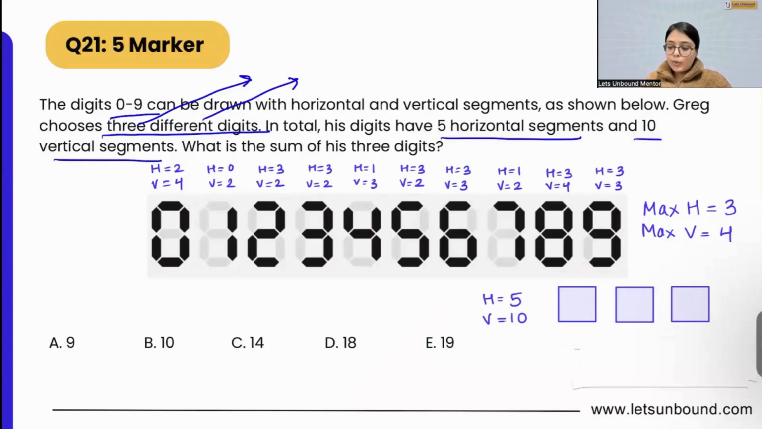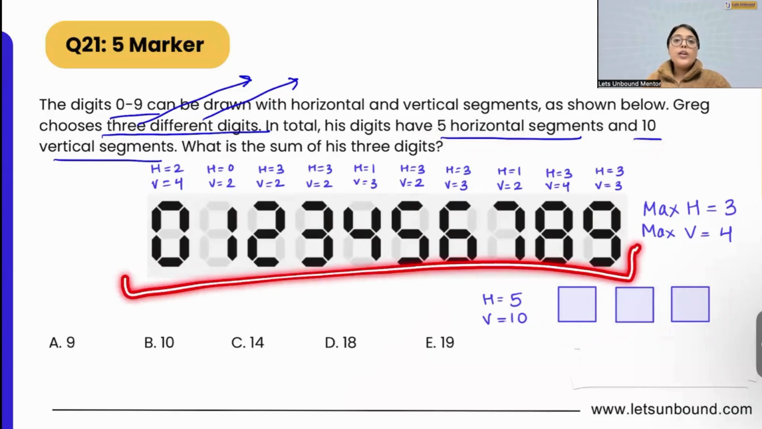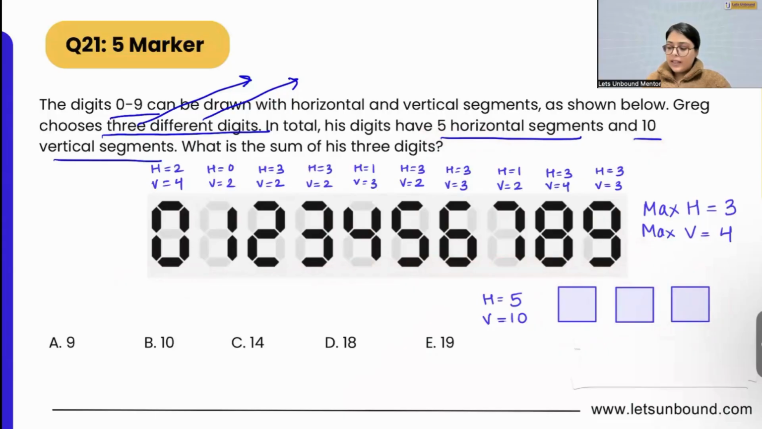Now our task is to choose that out of these 10 digits from 0 to 9, which 3 digits Greg will choose so that the condition of the segments is also satisfied, and also the sum of these 3 digits based on the segments should be true. Okay, so let's just start with the combinations which are possible. So I am focusing on the horizontal segments which are 5. Now I need to create in such a way so that when I add them, I should get 5.